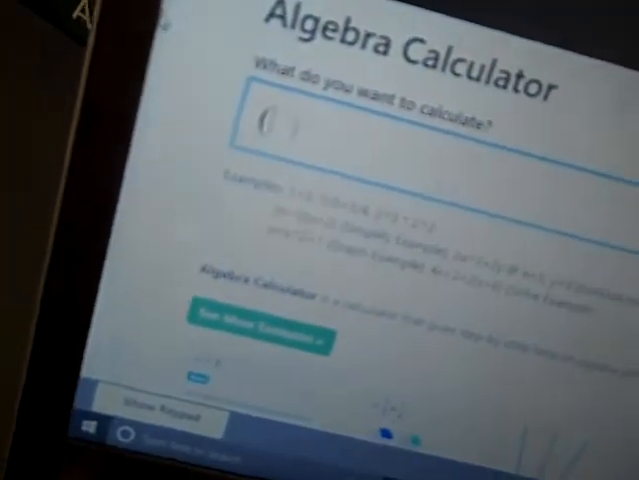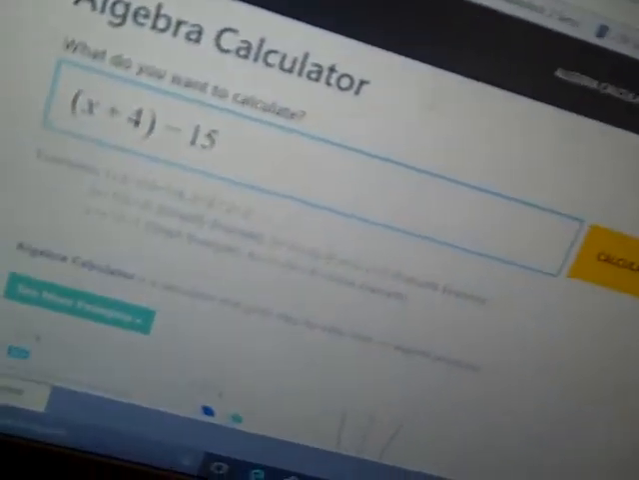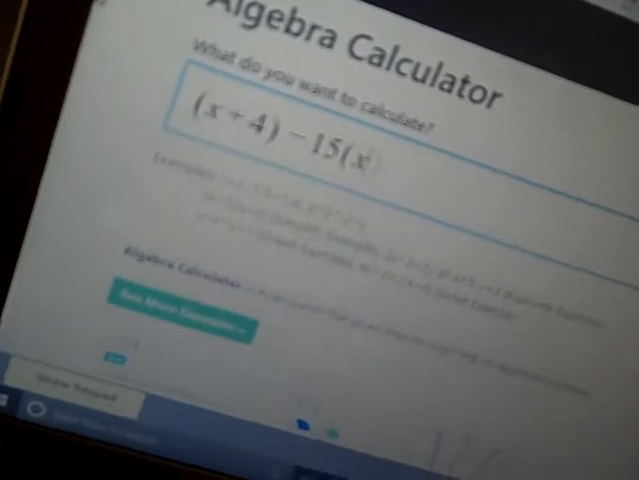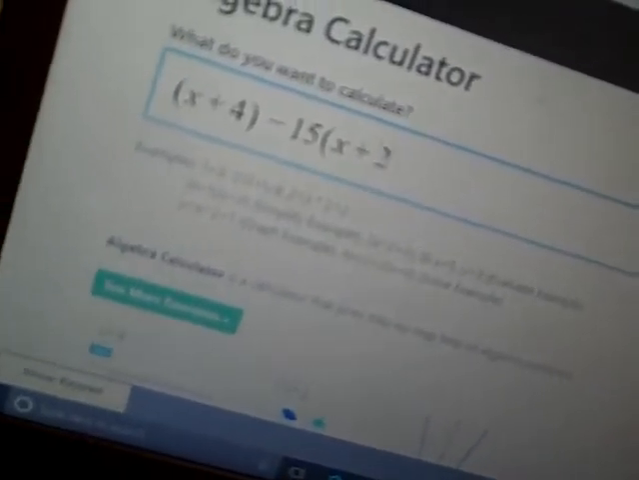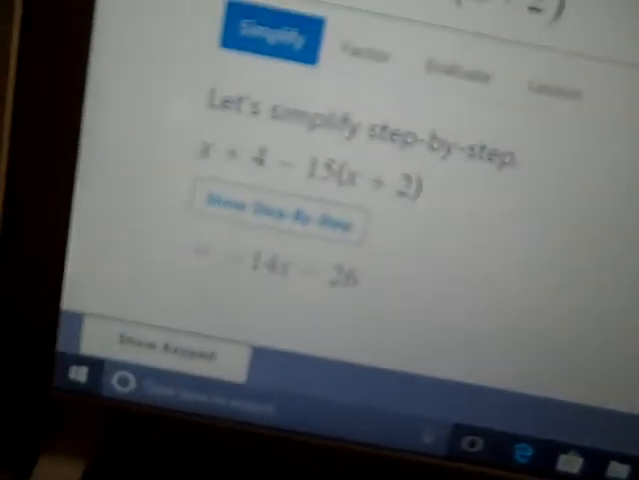Okay, and I will be simplifying the top on my little Math Papa calculator. So I've got parentheses x plus 4, close that, and then minus 15 parentheses x plus 2. Okay, calculate it. Negative 14x minus 26.